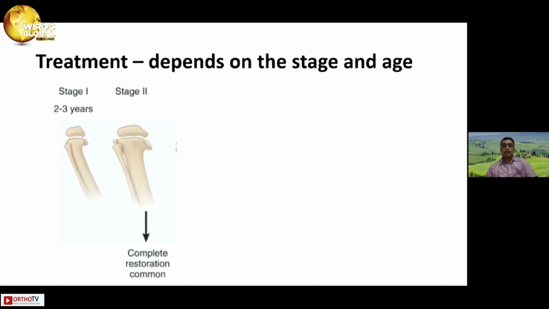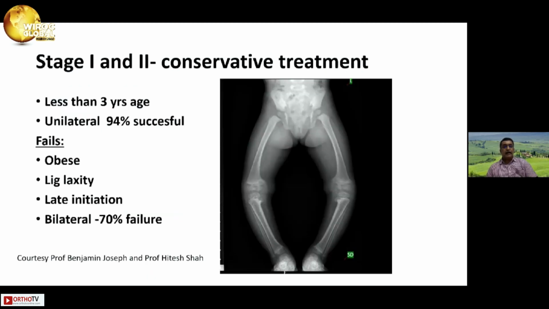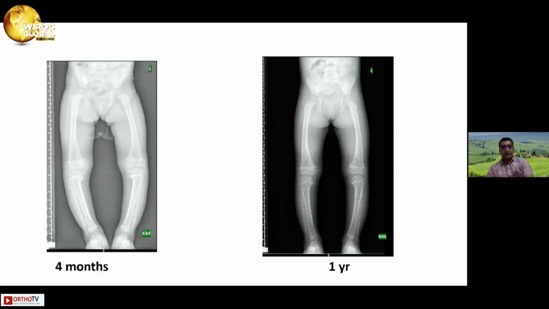Now, treatment depends on what stage and age. So when you have stage 1 and 2 between ages of 2 and 3 years, I would prefer conservative treatment, provided the patient is less than 3 years of age. And in unilateral cases, there's almost nearly 100% success. But if it's a bilateral case, obese child, ligamentous laxity, late initiation of treatment after 3 years of age, there is a high risk of failure of conservative treatment.